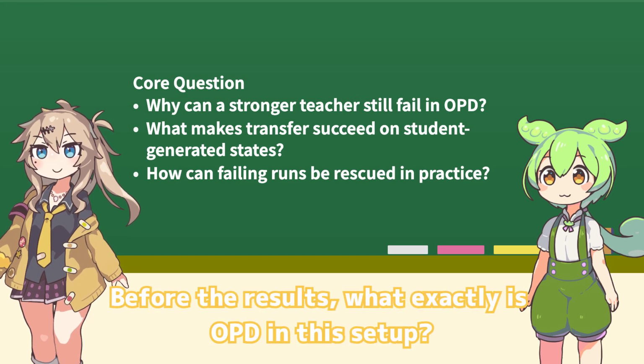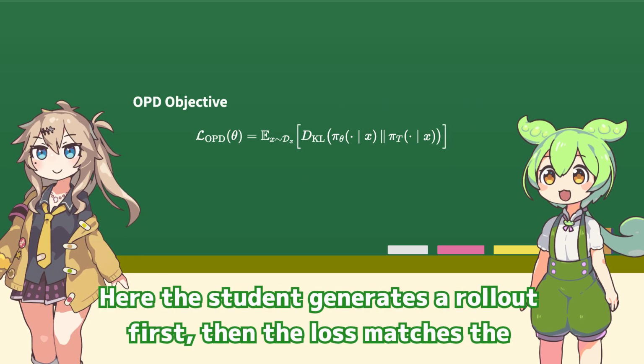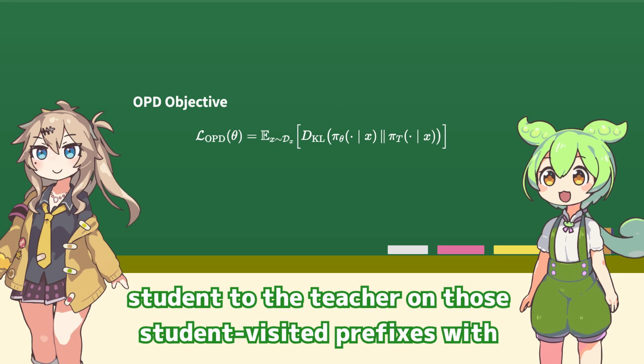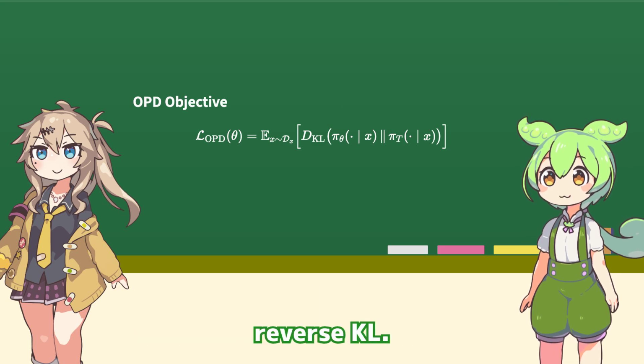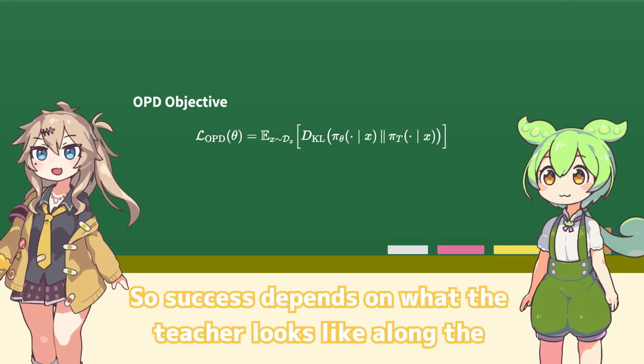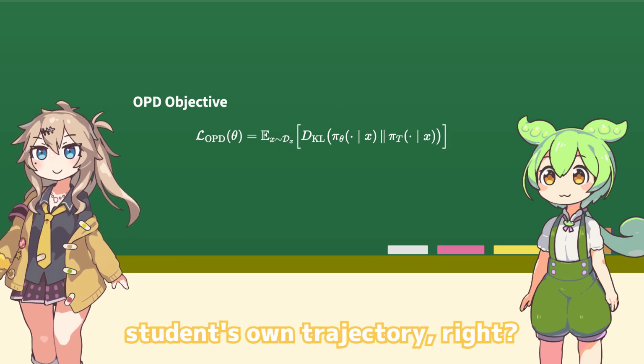Before the results, what exactly is OPD in this setup? Here the student generates a rollout first. Then the loss matches the student to the teacher on those student-visited prefixes with reverse KL. So success depends on what the teacher looks like along the student's own trajectory, right?